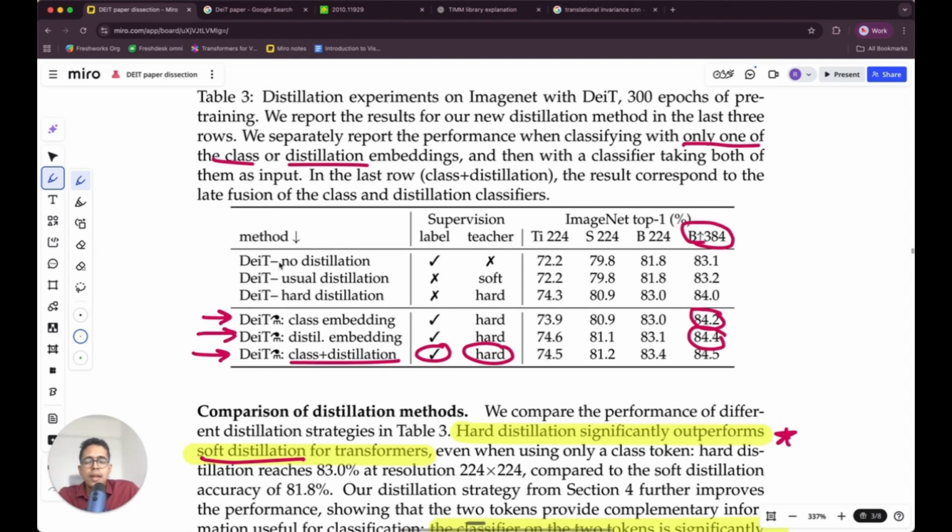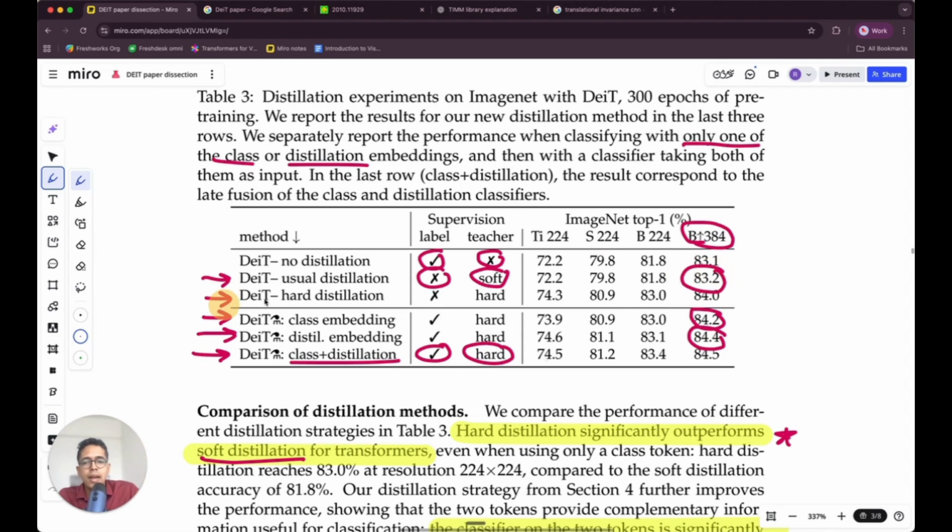And if you use the data efficient image transformer without distillation, meaning there is no teacher, only the ground truth, then 83.1 is the accuracy at the output. DEIT with usual distillation, what does this mean? Usual distillation means the teacher is there, the teacher's softmax is used, but ground truth is not used. Which means what I understand here is there is no distillation token. There is only the class token, but the class token is trained using the teacher's softmax or soft labels. It's not trained using ground truth. In that case, you reach 83.2% accuracy.